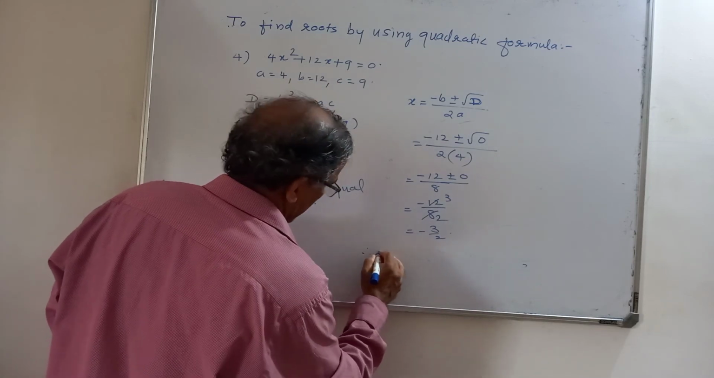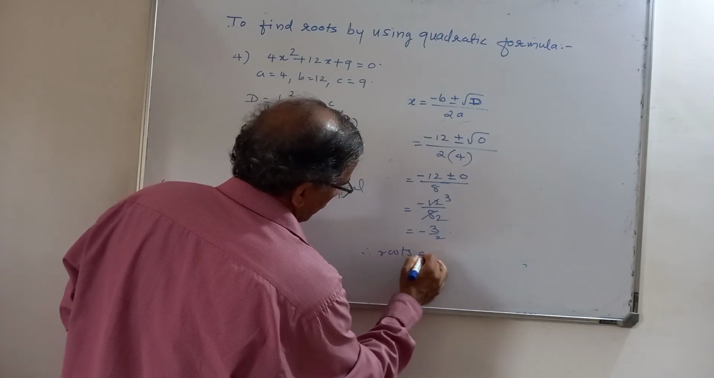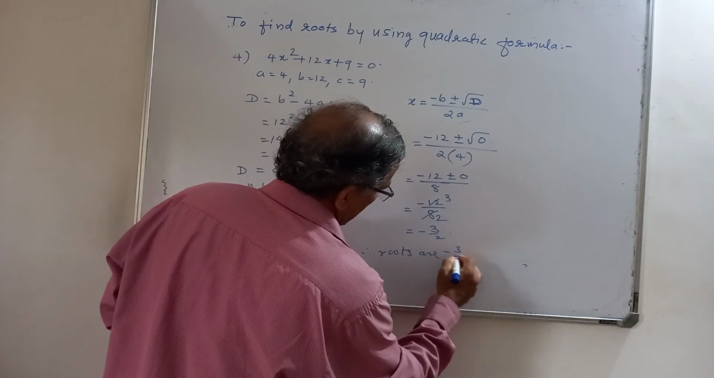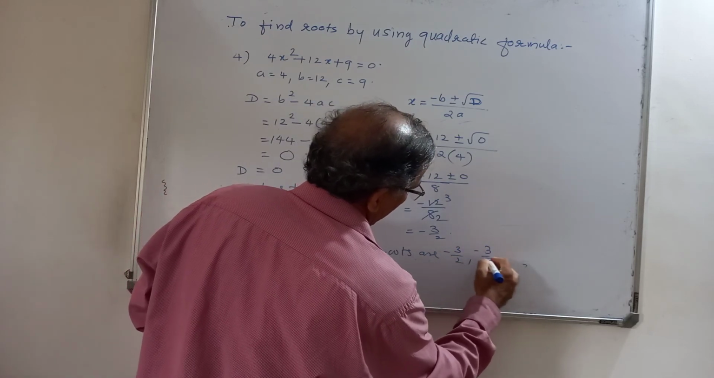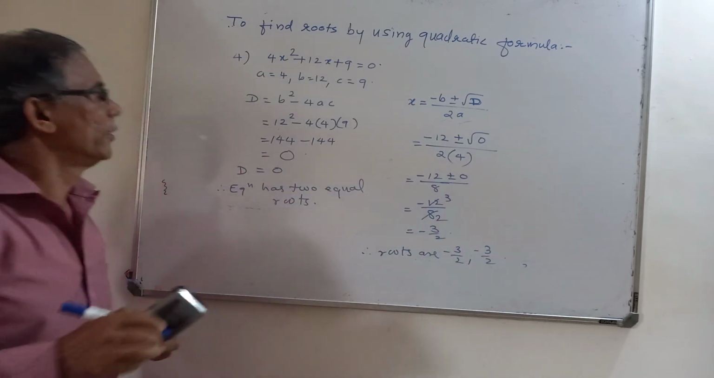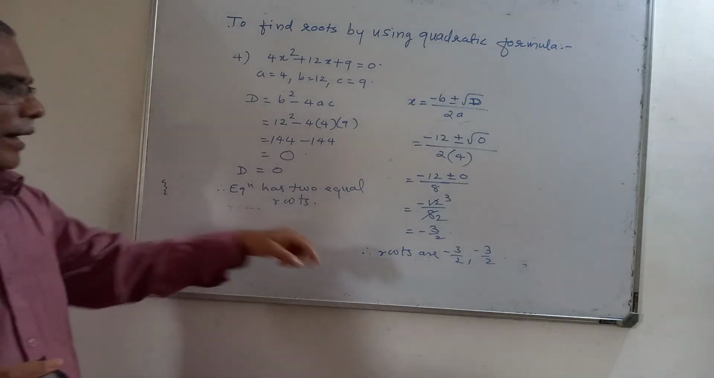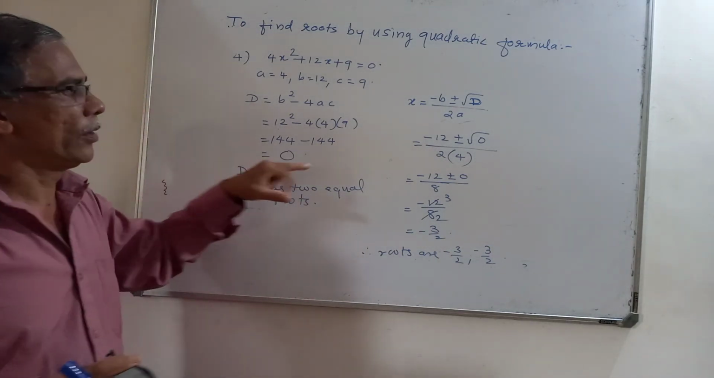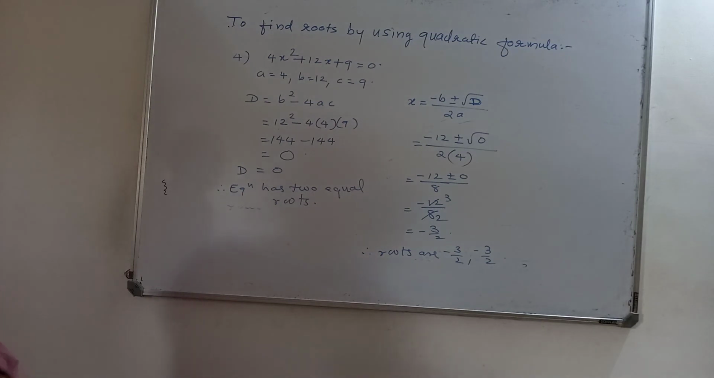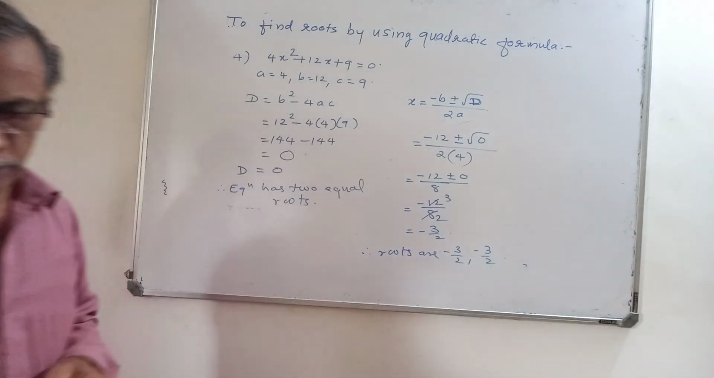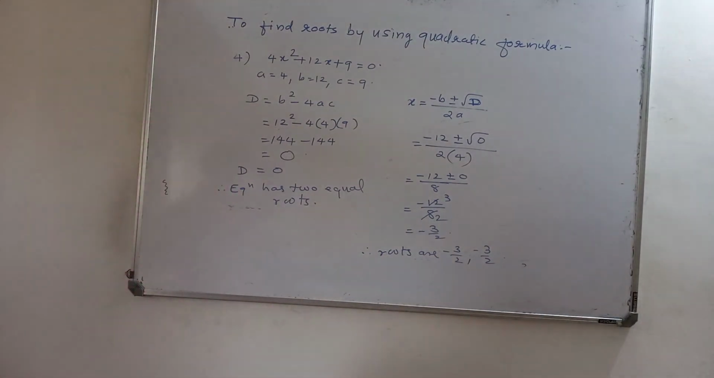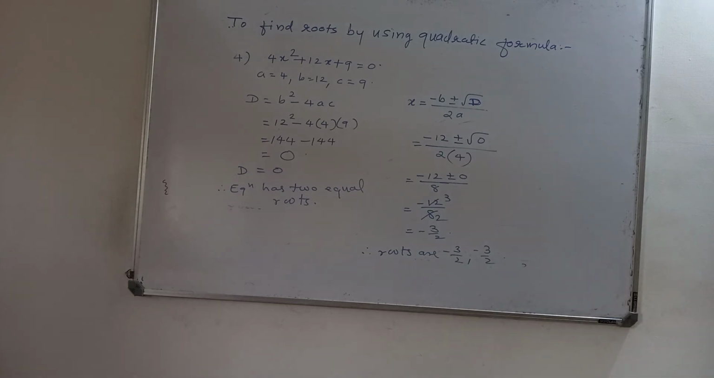Therefore, roots are minus 3 by 2, comma, minus 3 by 2. Same roots. Okay? Because why same roots? Because D is equal to 0. Therefore, we obtain this. So, this is the condition when roots are equal, that the discriminant is 0.